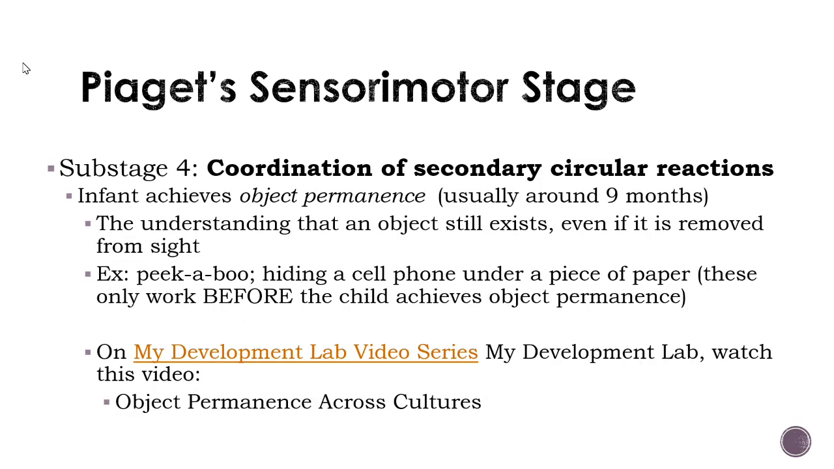Okay, so object permanence usually happens around 8 or 9 months. Here's the definition: the understanding that an object still exists, even if it's removed from your sight. The example I give in my classes, because it really is a perfect example of this, is peekaboo. Absolutely an infant's favorite game in the first few months of life, and they just think it's amazing. One of the reasons they think it's so amazing is because when you go behind your hands, they don't know that you're still there. They think you just kind of cease to exist.